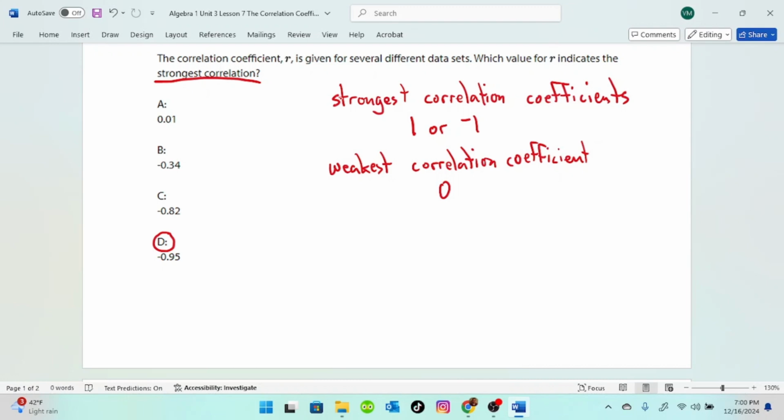If you have any questions about this strength of correlation, please ask for clarification. Ensure that you understand the closer you are to a +1 or a -1, the closer you are to having the strongest correlation possible. The closer that you are to a 0, the weaker the correlation you have.